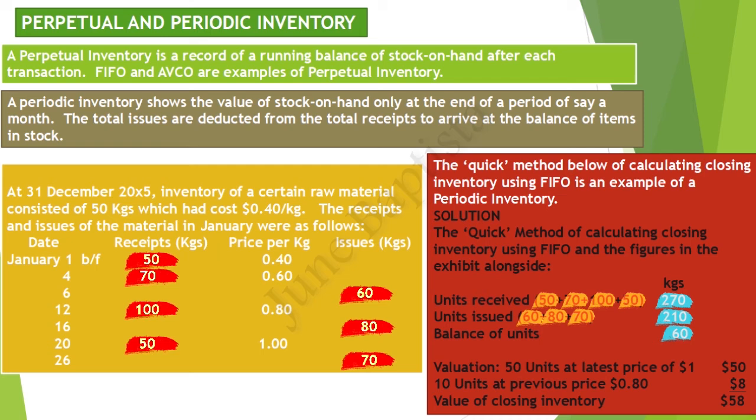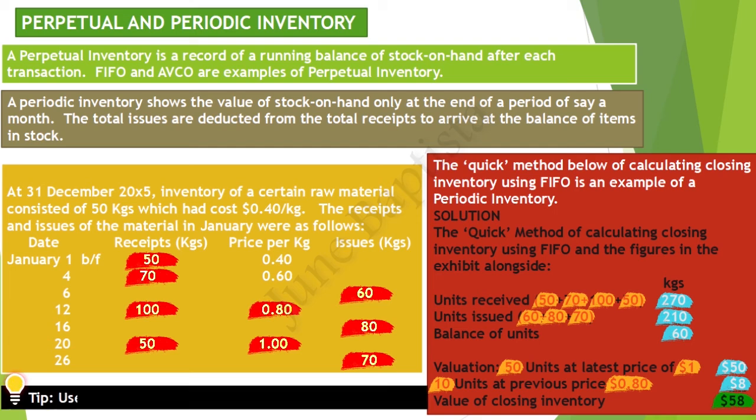Let us now calculate the valuation. Out of the 60 kgs, 50 kgs will be valued at the latest price of $1 to give us $50. The remaining 10 units will be valued at the price of 80 cents at which they were bought to give us $8. Therefore, the value of closing inventory will be 50 plus 8 to give us $58. Tip: use the quick method when solving multiple choice questions on inventory.